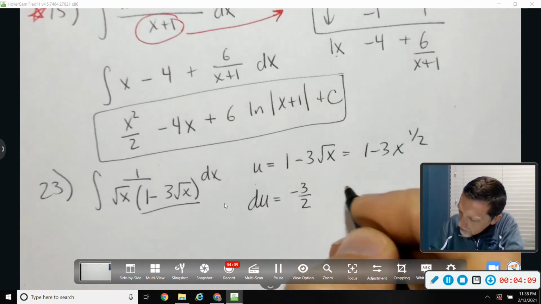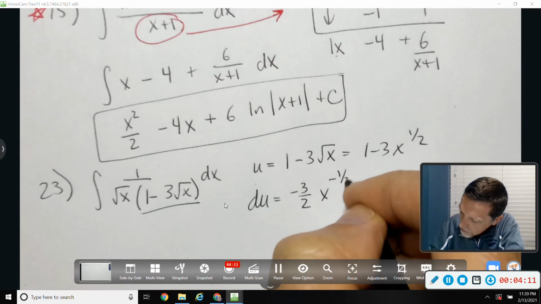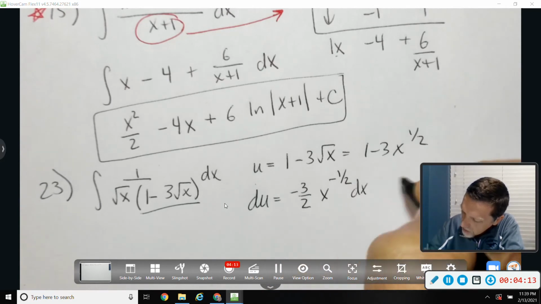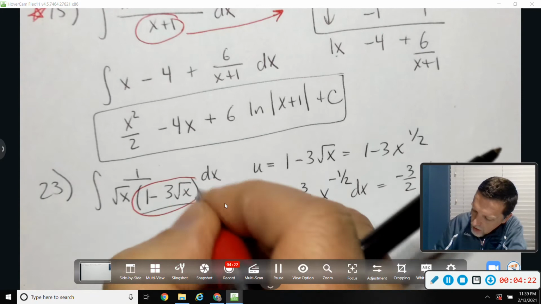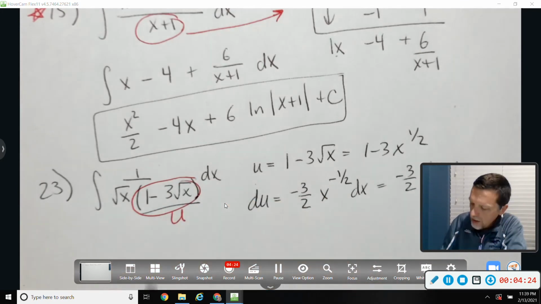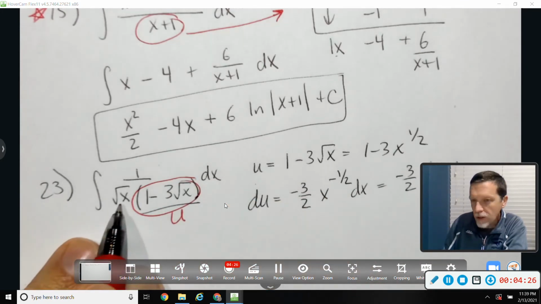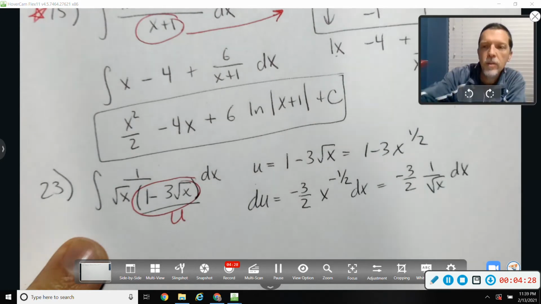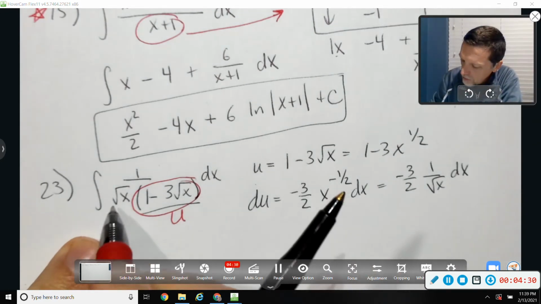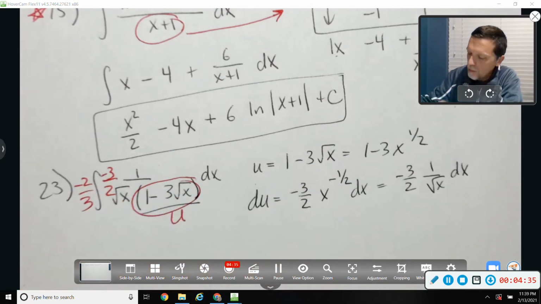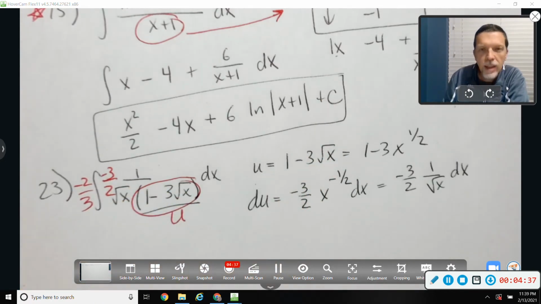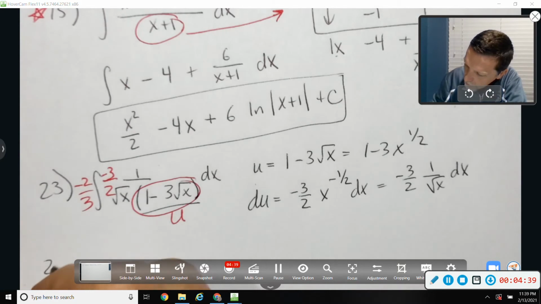So -3/2, x to the -1/2, which is -3/2 times 1 over the square root of x. So there's u. That's pretty close to du. I need a -3/2 on there to make things work out. -3/2 and -2/3, and then I'm ready to go. So I'll leave that one for you. Again, Cal Chat if you need to see the rest of it.